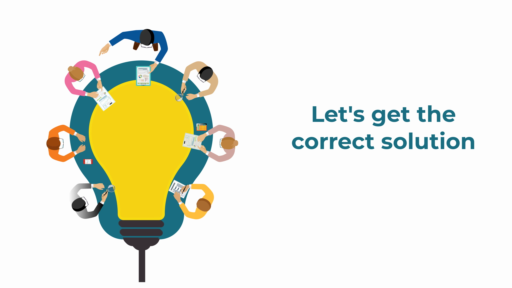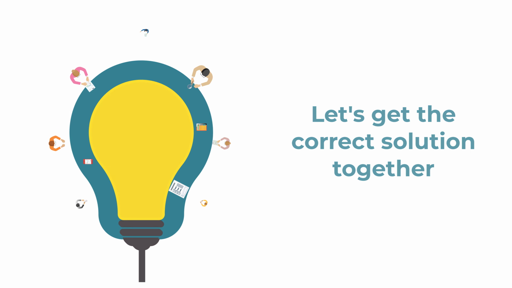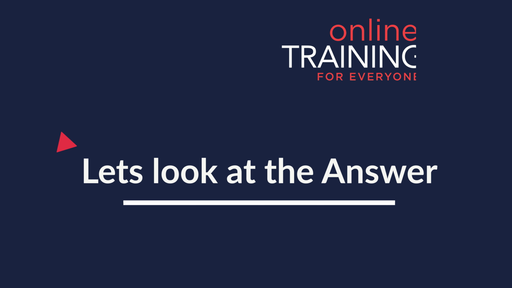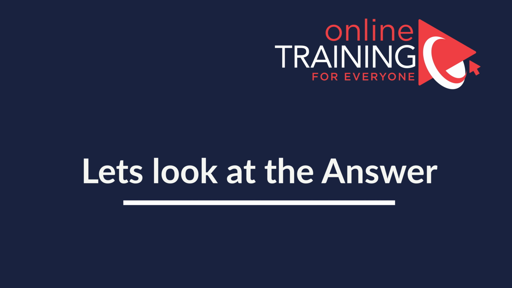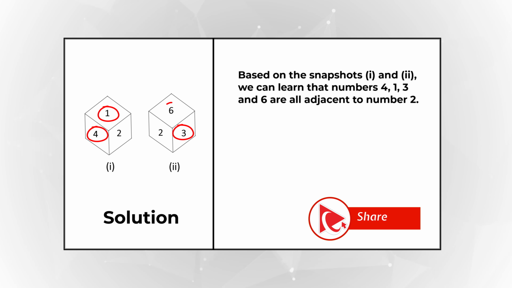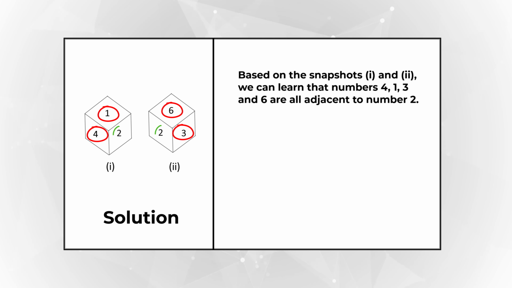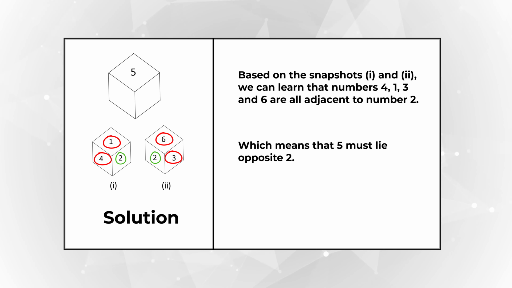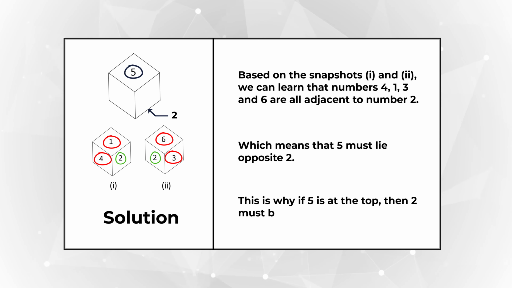Are you ready? Let's move forward and get to the correct solution together. To solve this challenge, let's take a close look at the dice's snapshots. Based on both snapshots, we can learn that numbers 4, 1, 3, and 6 are all adjacent to number 2. Because dice only has 6 sides and corresponding 6 numbers, based on the 2 snapshots, we can determine that 5 must lie opposite of number 2. This is why if 5 is at the top, then 2 must be at the bottom.